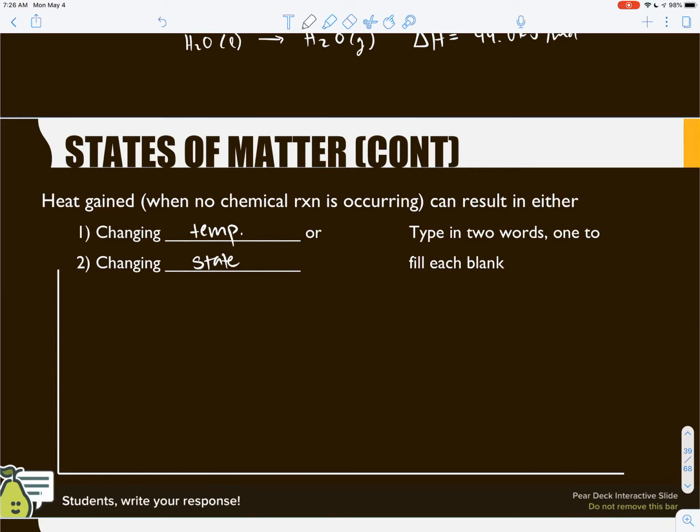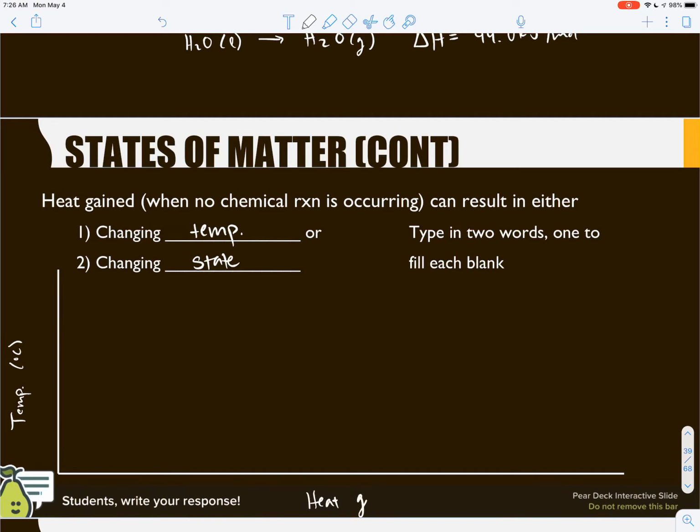Okay, so let's think about this example we're going to talk about a lot here. We're going to call this temp in degrees Celsius, and our bottom axis is going to be heat gained. So we're going to see how temperature changes as a function of how much heat is gained by a substance. We're going to talk about water, because water is what we always talk about.